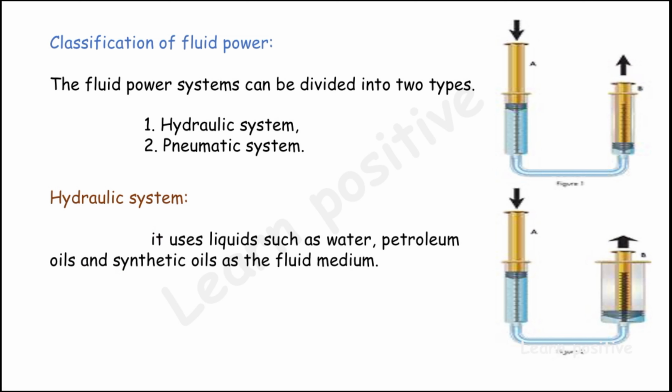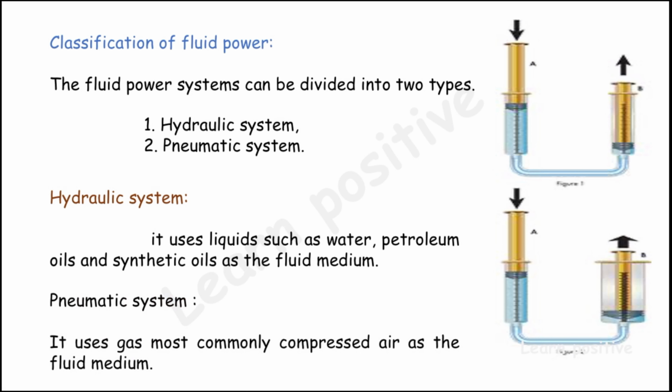By using this liquid, it is said to be the hydraulic system. So, the hydraulic system uses the liquid as a medium. The pneumatic is quite the opposite. It uses gas. Mostly compressed air is used as the fluid medium in the pneumatic system. So, when we use the liquid, it is the hydraulic system. When we use the gas or compressed air, it is said to be the pneumatic system.